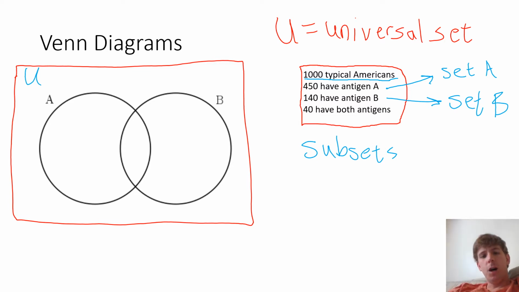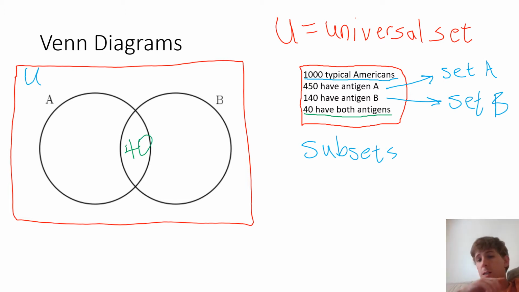If I want to fill in the different portions of this Venn diagram, the first thing I'm going to fill in is this overlap section. We have 40 that have both antigens, and that corresponds to this little middle section of the Venn diagram. So I'm going to fill in 40. Those are the people that are in both set A and set B.